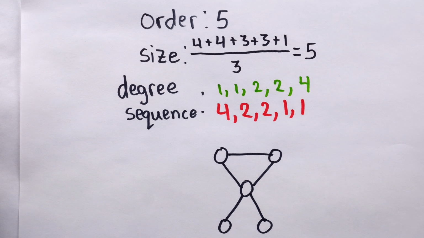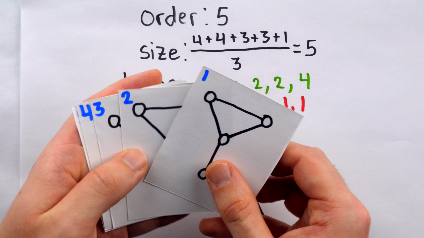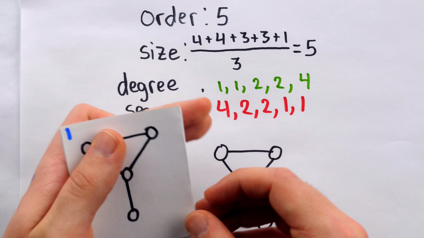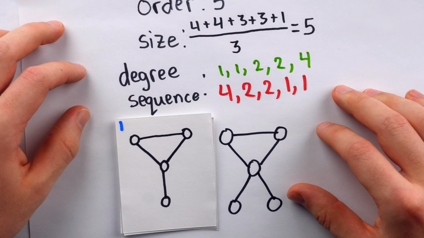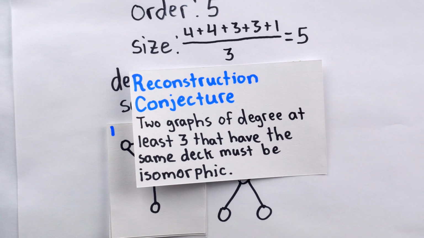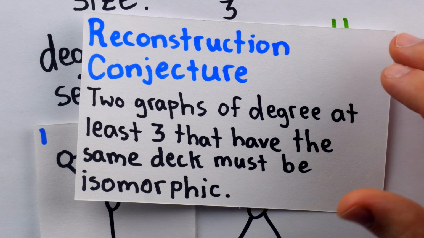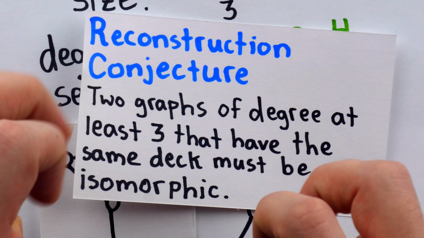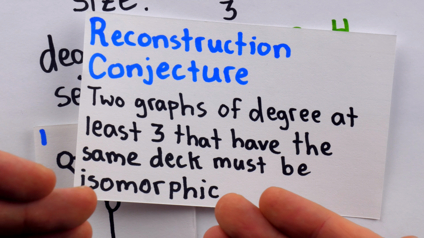That is, would it be possible to reconstruct a different graph, one with a structure different from this one, that has these cards as its vertex-deleted subgraphs? The answer in this case is no, but the question in general is one of the biggest unsolved problems in graph theory. This is the Reconstruction conjecture, often simply abbreviated RC. It says that two graphs of degree at least 3 that have the same deck must be isomorphic. This means that if two graphs have exactly the same vertex-deleted subgraphs, that is, the same deck, then the two graphs must in fact be the same. They have exactly the same structure.